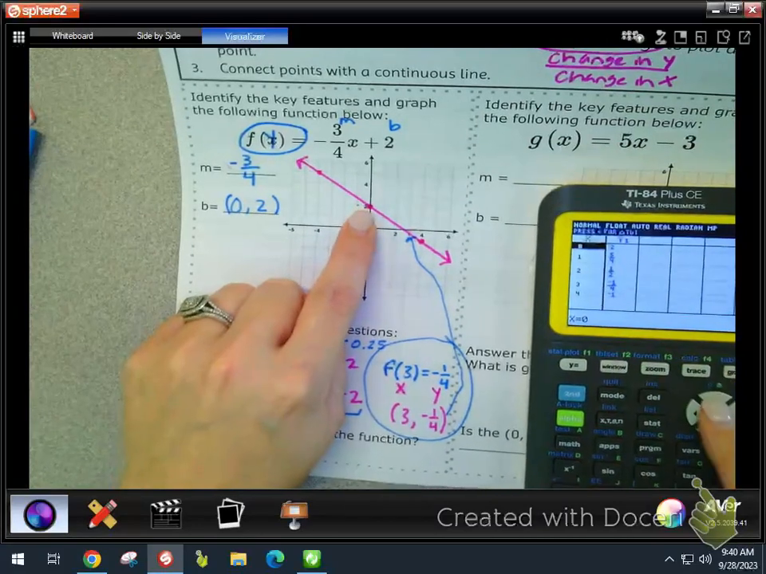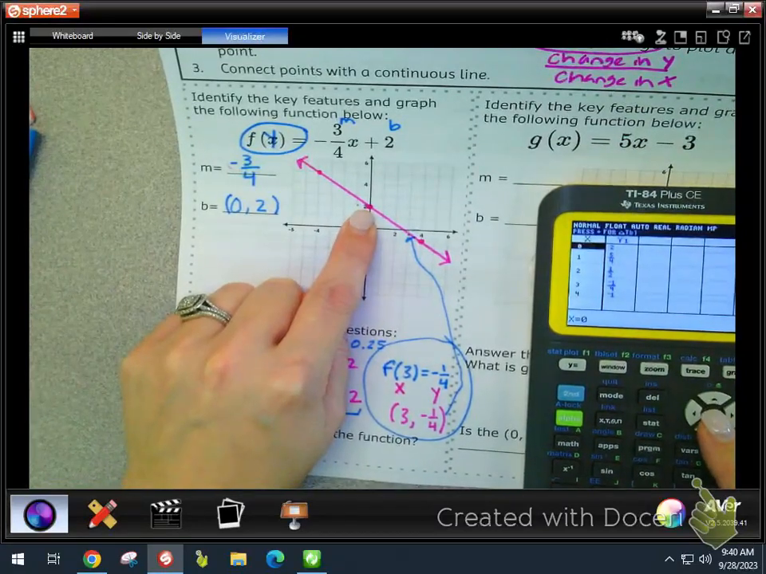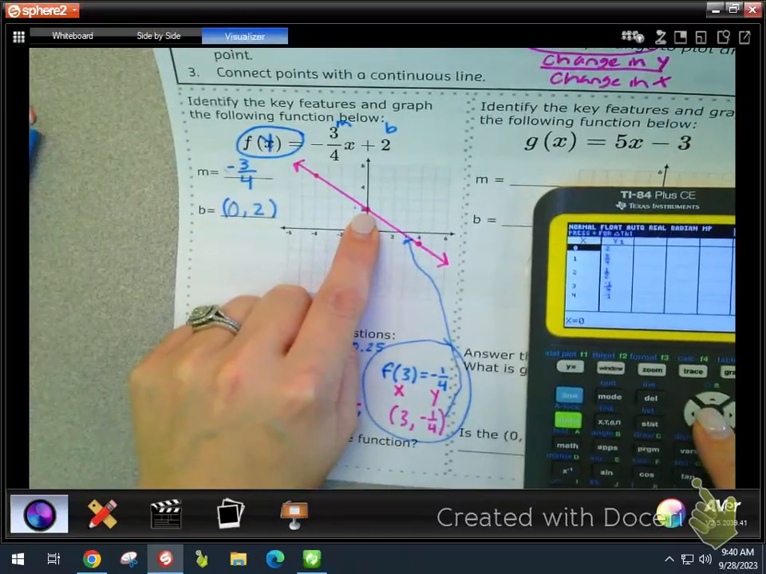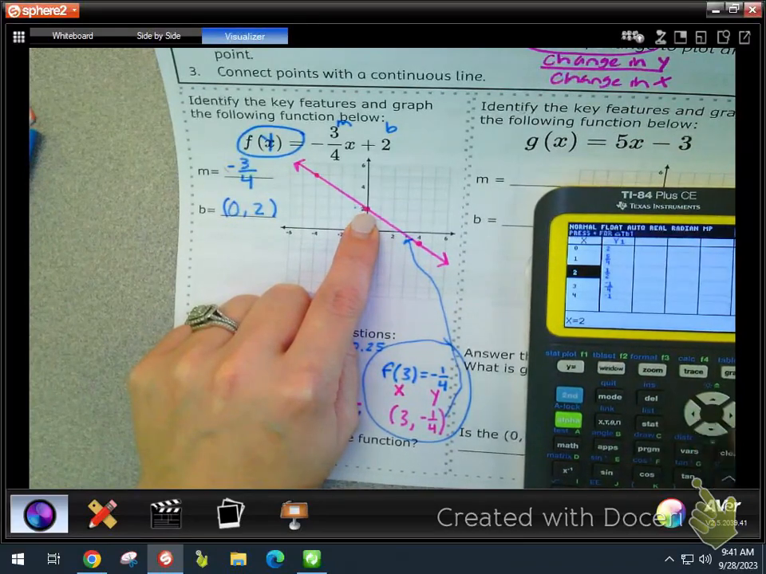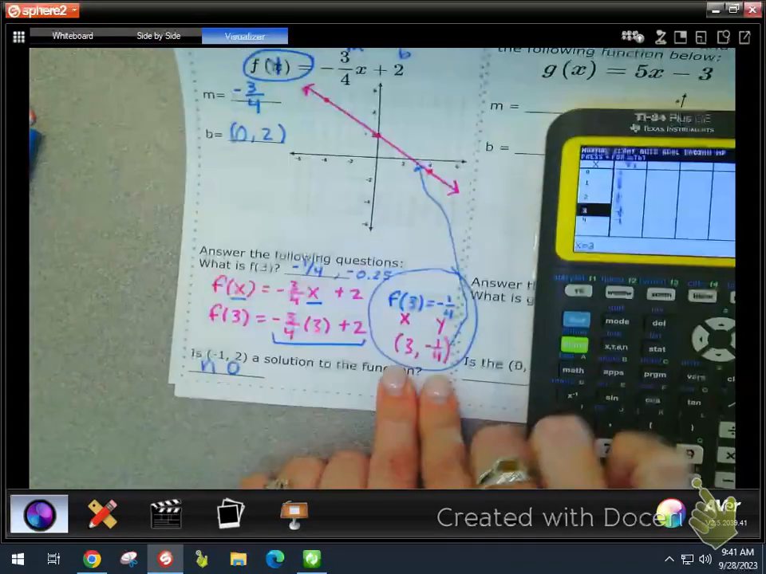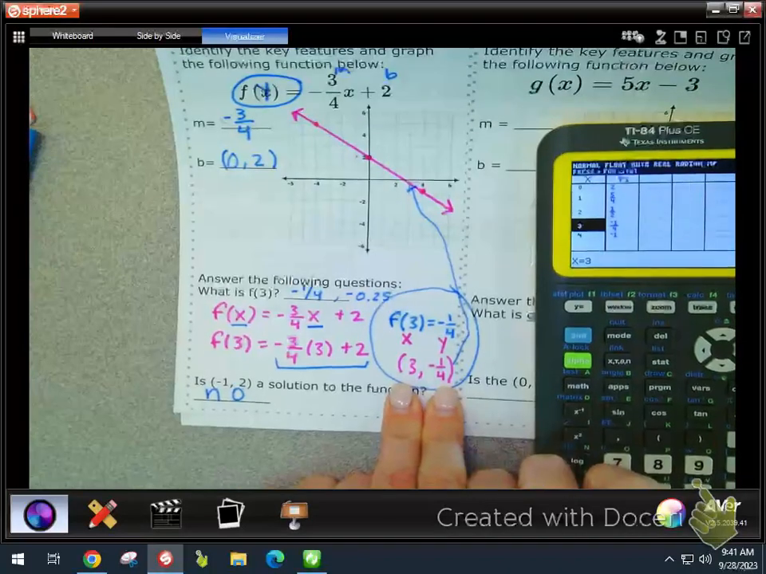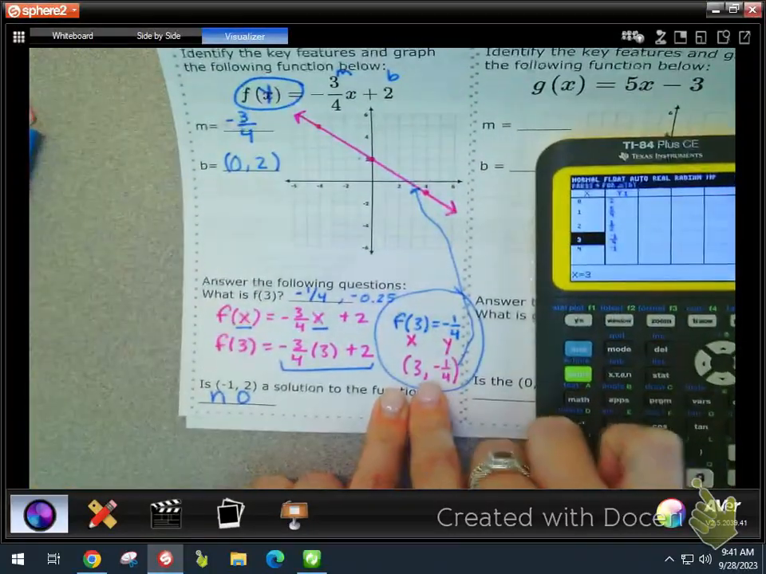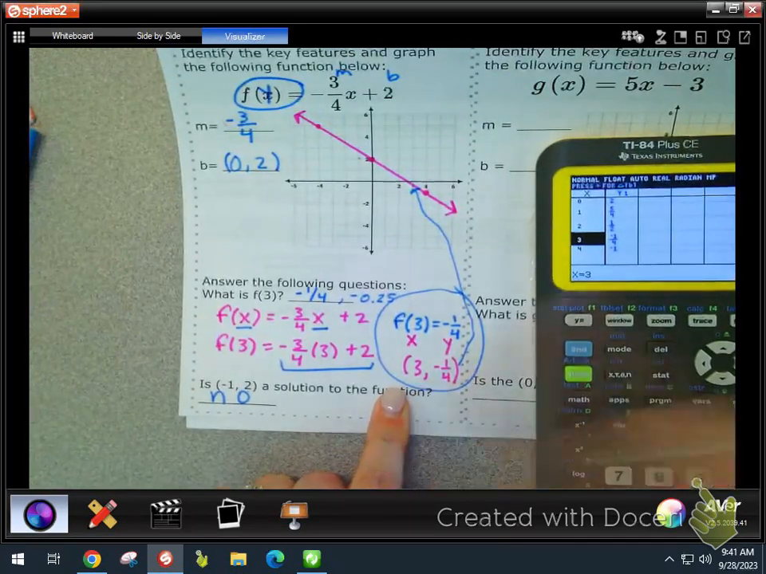0, 2. Do we have the point 0, 2 on our paper? Yes, that's where we started. Okay, let's find the next pretty number. 1, 5/4, no. 2, 1/2, no. 3, negative 1/4. Where do we find that? Right there. Okay, so our evaluation matches our table.